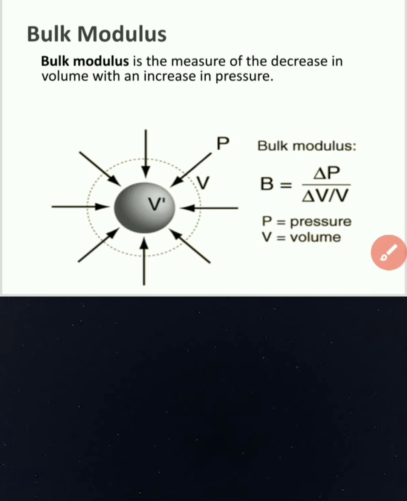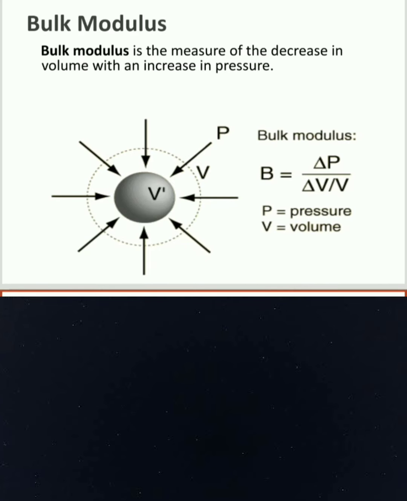And why is this delta P considered? Earlier there was atmospheric pressure. So here we take the value of change, that is, what was the change in pressure. After applying P, and considering that earlier there was atmospheric pressure, we take the value of the change in pressure. So this is what is called bulk modulus.